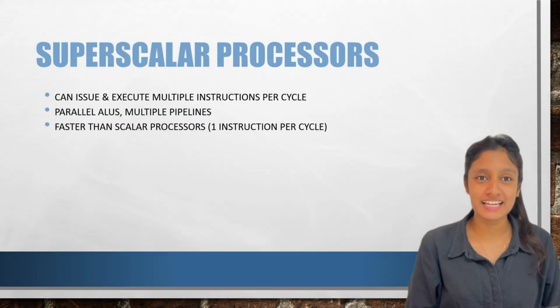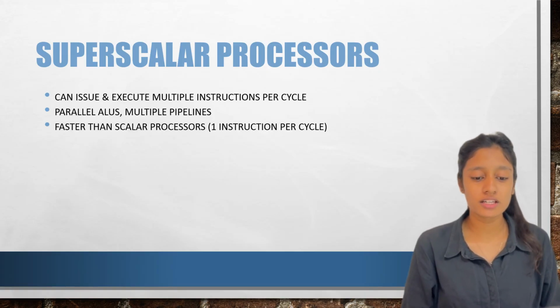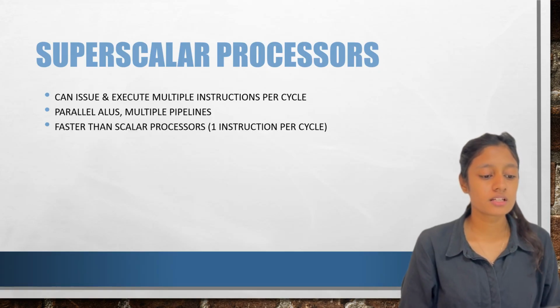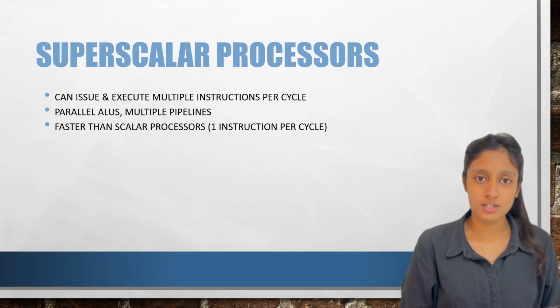Let's move to superscalar processors. Superscalar processors take pipelining even further. They contain multiple ALUs and multiple pipelines, allowing the CPU to issue and execute more than one instruction in a single clock cycle. This dramatically increases speed and is used in the most modern processors like Intel and AMD chips. In contrast, scalar processors can only execute one instruction at a time.